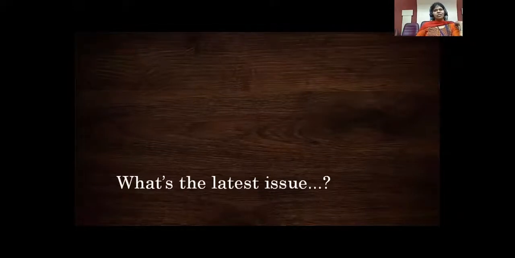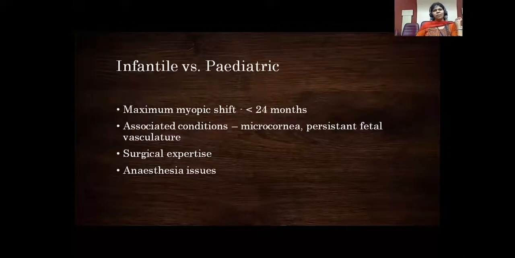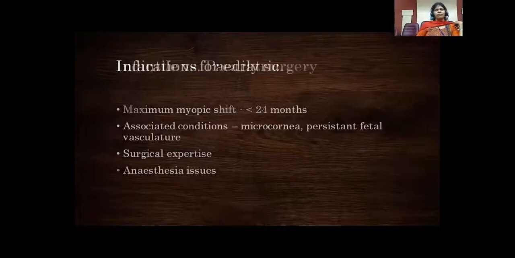So what is the latest issue? When we talk about pediatric cataract management, pediatrics is again divided into infant and pediatric and older children. This is the hot issue here. Since myopic shift is maximum at less than 24 months of age, and in a very young child there is associated microcornea and fetal vasculature, the surgical expertise required is probably a little more challenging in younger children, and anesthesia issues are very unique to very small children. So when it comes to infantile and pediatric, we have a lot of differences.